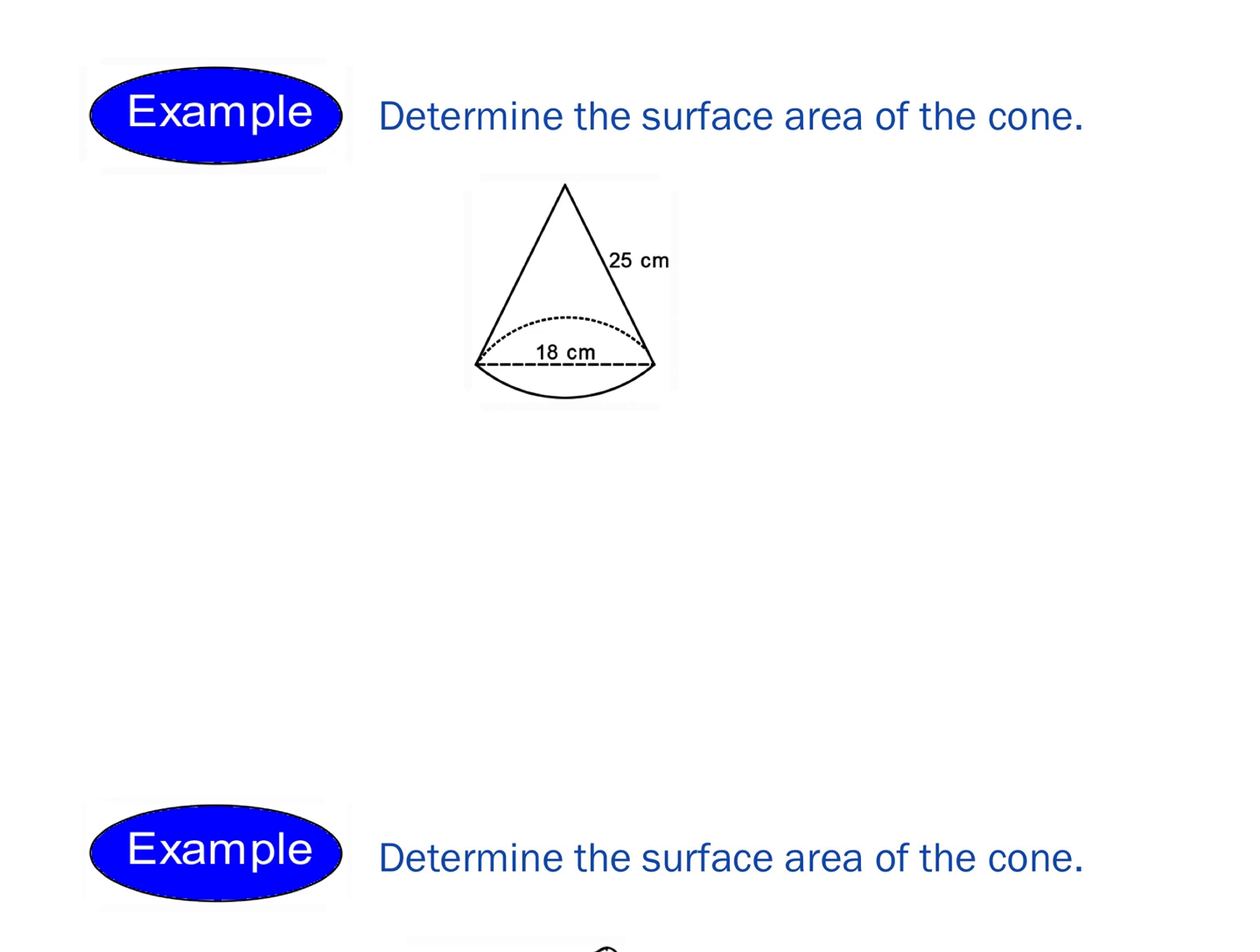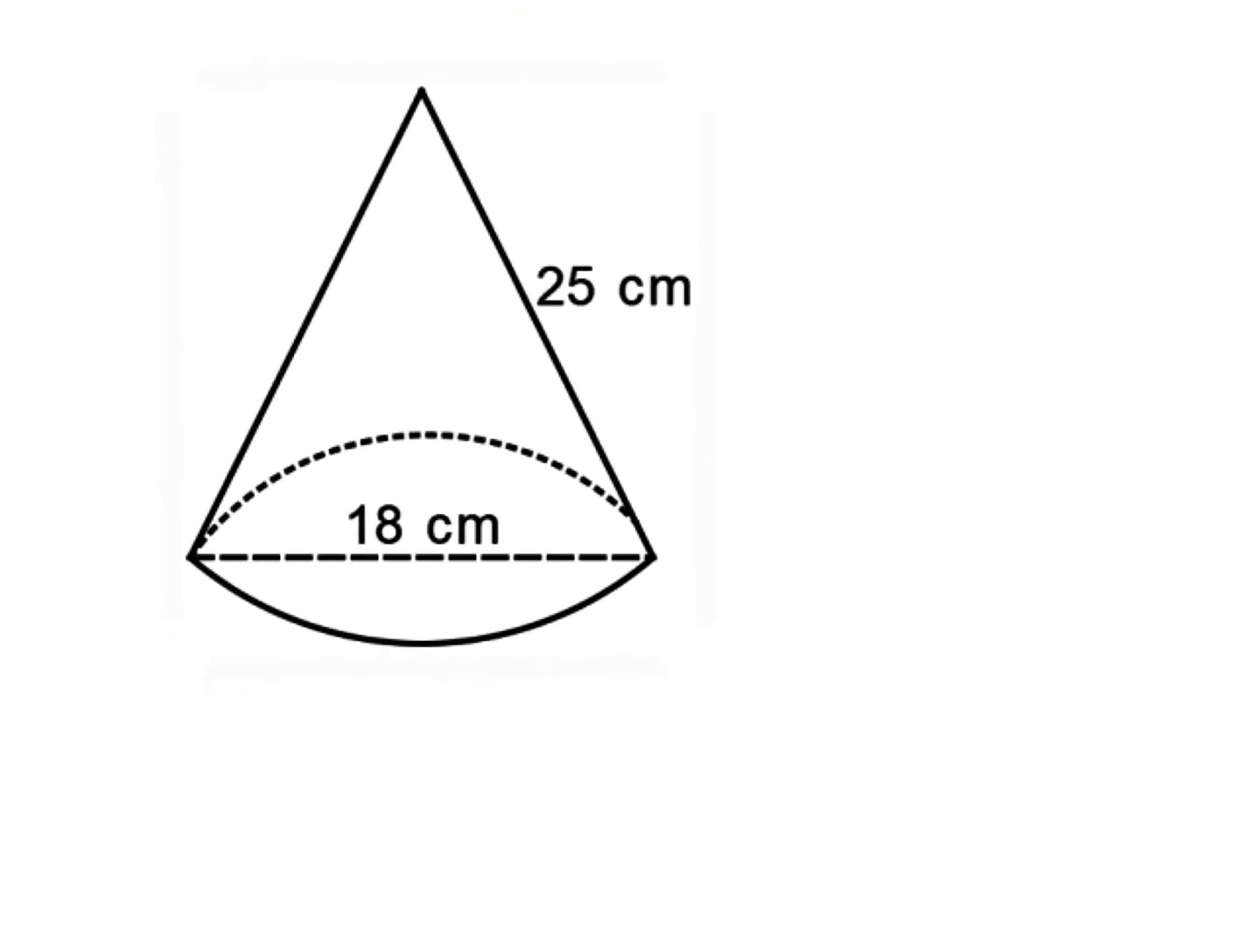Okay, so here we've got a cone. We've got two numbers given to us, 18 and 25. Let's talk about what each of those things are. What does 18 represent on this cone? Diameter. Do we want the diameter? No. So we've got to divide it by 2. So if we divide it by 2, what's the radius? 9 centimeters. Perfect. So the diameter of 18, we divide it by 2, and that gives us a radius of 9.